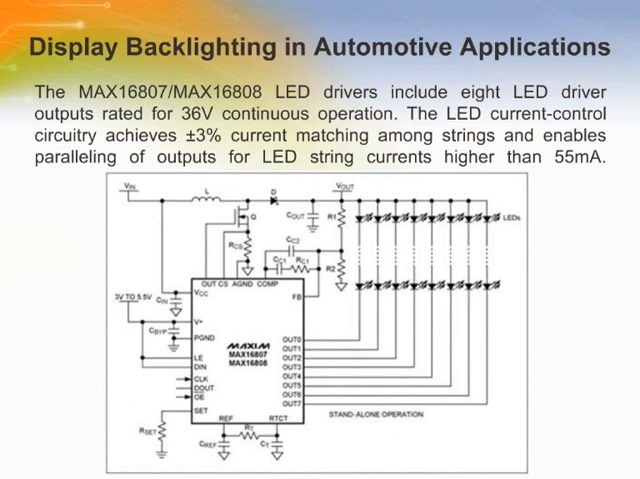While each string can be dimmed individually to adjust for binning mismatches, all strings can be dimmed together through the enable pin. With a dimming frequency range of 50 Hz to 30 kHz, a dimming ratio of 5,000 to 1 can be achieved. This high ratio is necessary for automotive displays that must be viewable both in the dark and sunlight. The adjustable switching frequency range from 20 kHz to 1 MHz makes it possible to select a frequency that will not interfere with other systems like radio receivers.